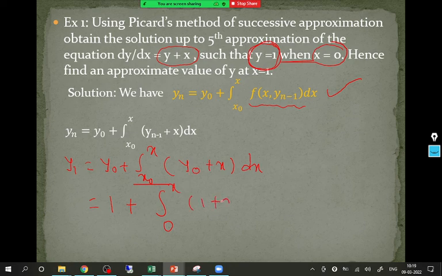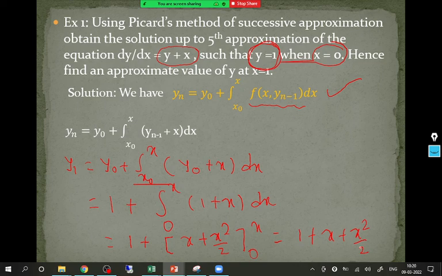Y0 is 1. Now just integrate it. So this is 1. What is the integration of 1 plus x? X plus x square by 2. Correct. And the limits are 0 to x. If you put the limit, then also the terms become 1 plus x square by 2. What is this final term, 1 plus x square by 2?